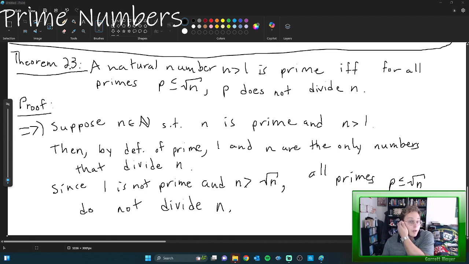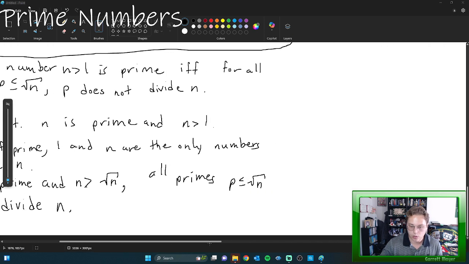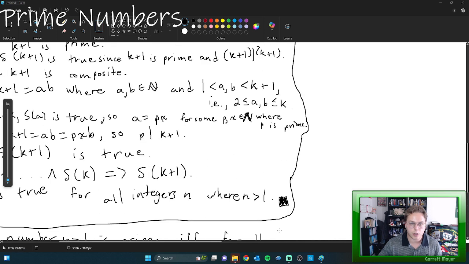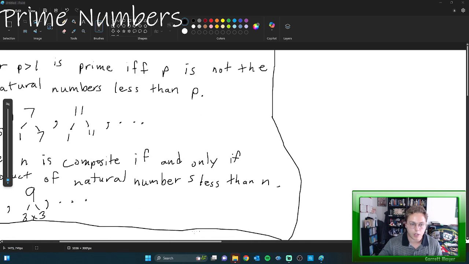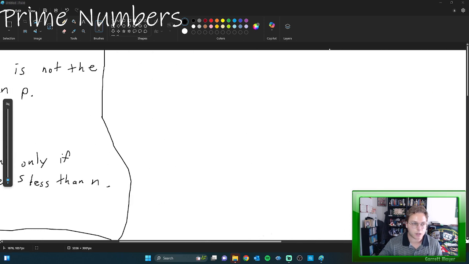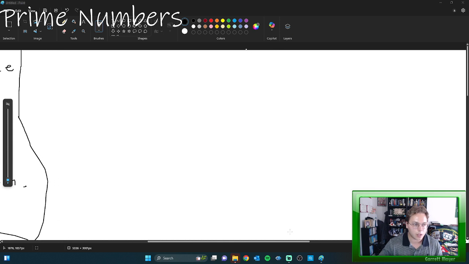So that means if n is prime, none of the primes below the square root of n divide n. So next what we're going to do is go over, actually I'll just scroll up and then we can go from there. We can prove the other direction of the biconditional statement. The other direction of this biconditional statement looks like this.